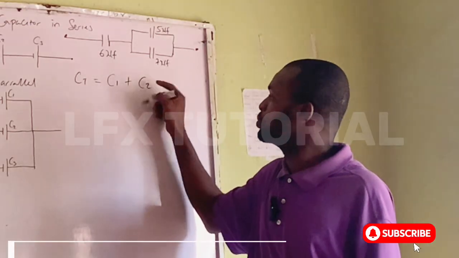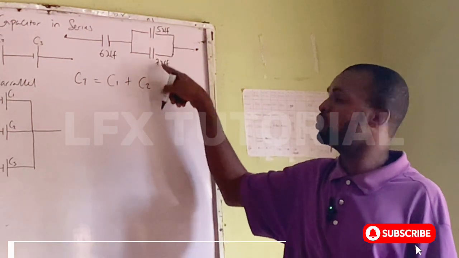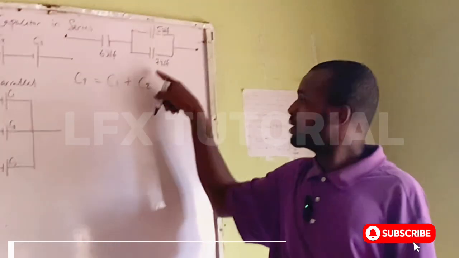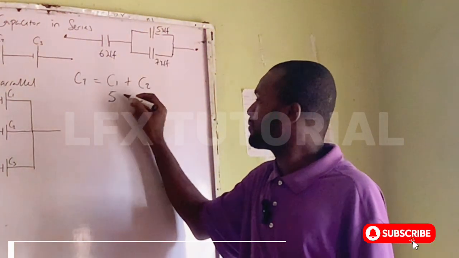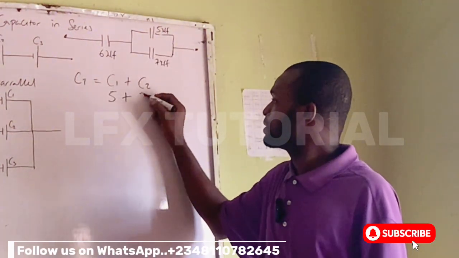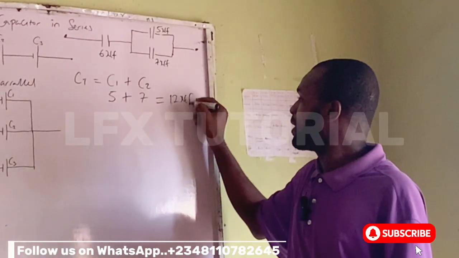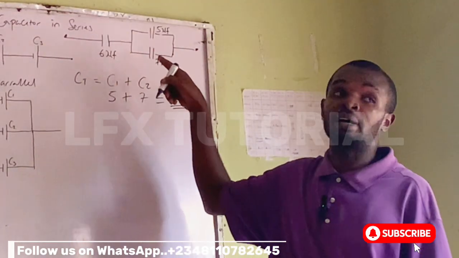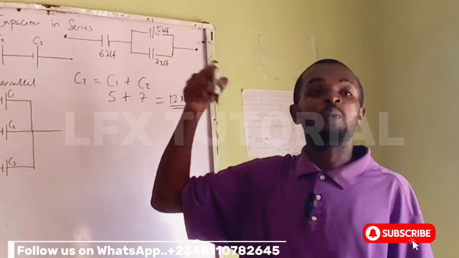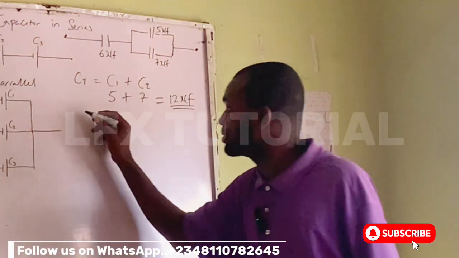C1 plus C2. We're stopping at C2 because we have only 2 capacitors here. Now, C1 is 5, plus C2 which is 7. And 5 plus 7 is what? 12 microfarad. Now I've gotten 12 microfarad for the parallel. For WAEC students, you will draw it again.